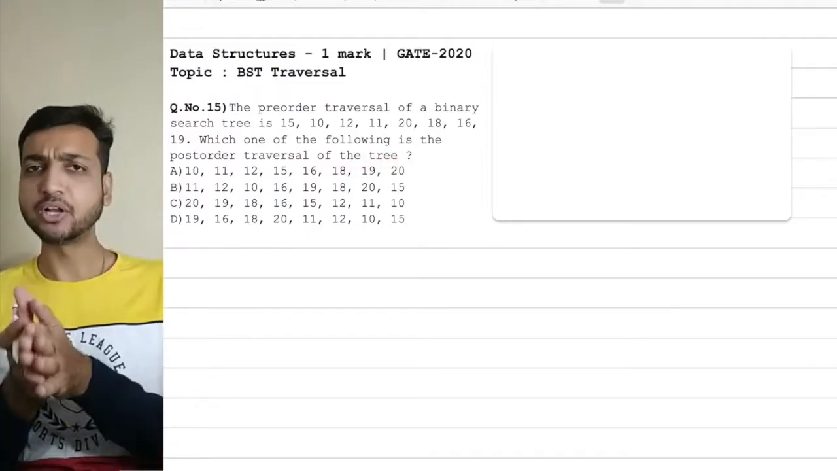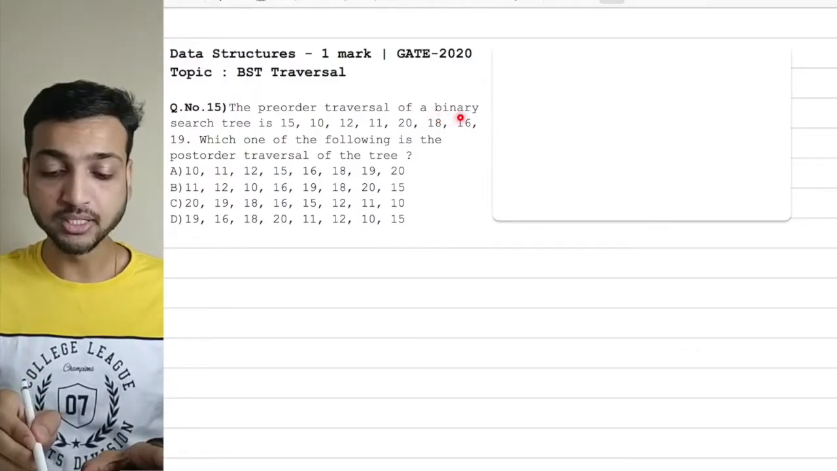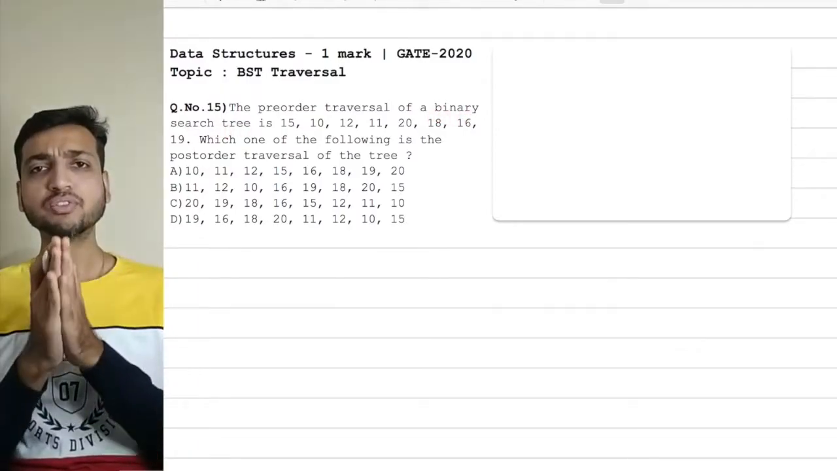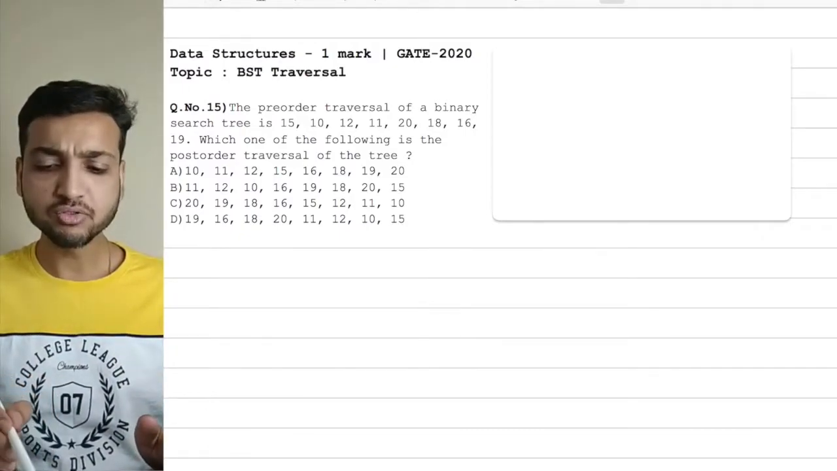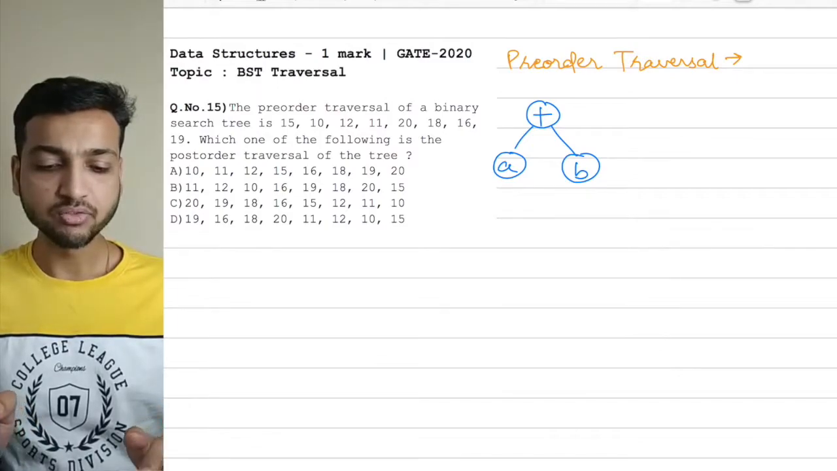So we are given a pre-order traversal of a binary search tree. It's not a binary tree, note that point. It's a binary search tree. And we have to find the post-order traversal of this tree. So before we start solving this question, let's quickly see what is the post-order traversal of a tree.